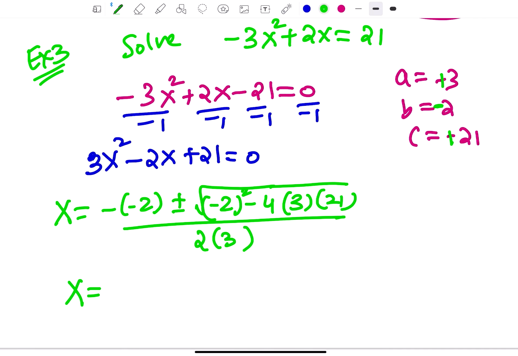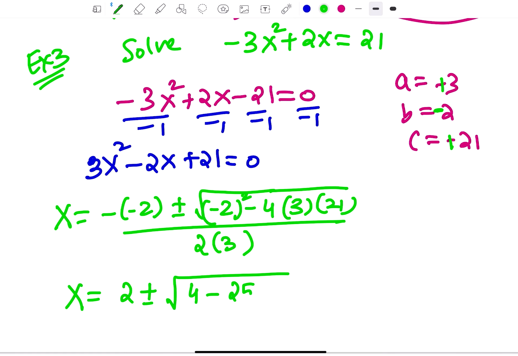So it turns out to be x equals 2 plus minus square root of 4 minus 4 times 3 is 12. 12 times 21, that would be 252, divided by 6. Let's go ahead and simplify and clean it up a little. So this leaves me with 2 plus minus square root of 4 minus 252, which is negative 248.